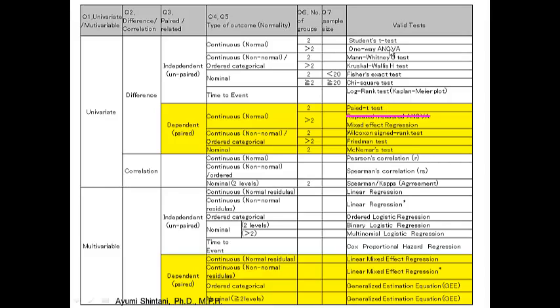Instead of using a student t-test, you use a paired t-test. Instead of using one-way ANOVA, you use mixed effect regression. Instead of using the Mann-Whitney U-test, you use the Wilcoxon signed rank test. Instead of using the Kruskal-Wallis test, you use the Friedman test. And instead of using the chi-square test, you use the McNemar test. So we have to be very careful to judge whether the data are independent, or whether there are multiple observations coming from a single patient.